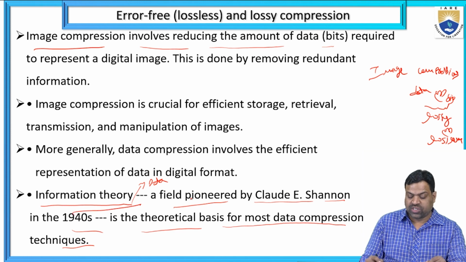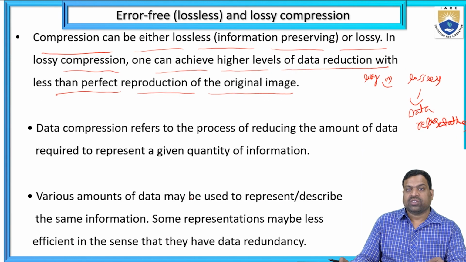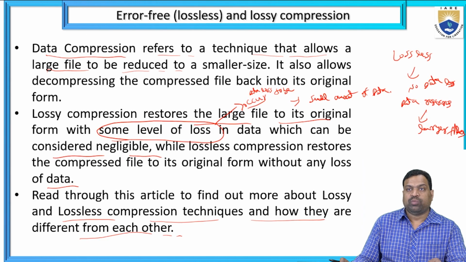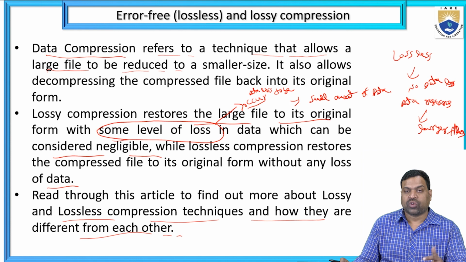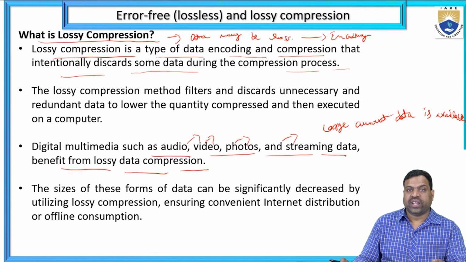So the best example is information theory. The compression can be either lossy or lossless. Data compression is a technique, using an algorithm, for reducing the noise in the data, or making it error free. If you are going for error free, that is lossless. If you are getting some errors and the data may be lost, that is lossy. And these are the techniques.